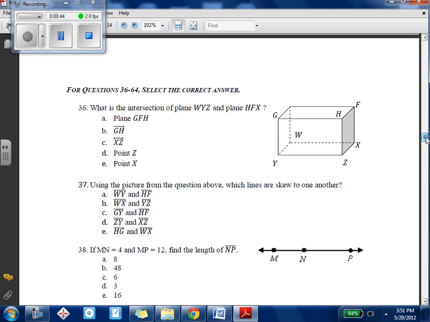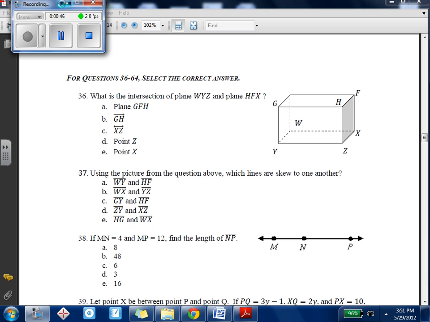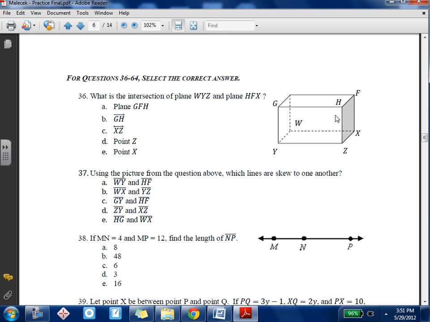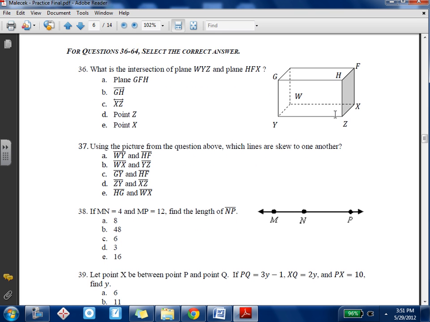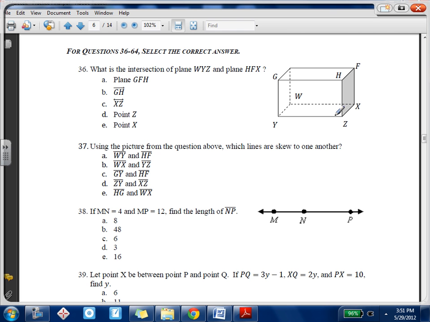Alright, so I'm just going to do one question at a time. It may get a bit crowded. If it does, I'll try and clear it out and move on as quickly as possible. So number 36, what is the intersection of plane WYZ and plane HFX? Well, let's highlight those.